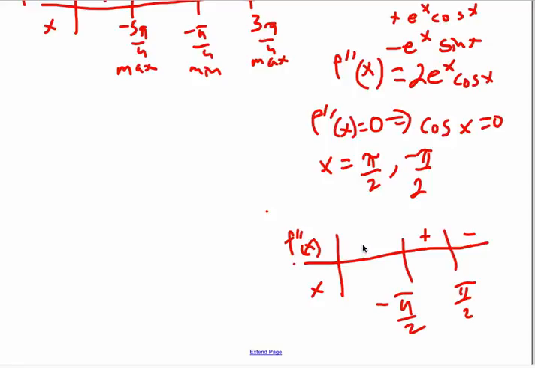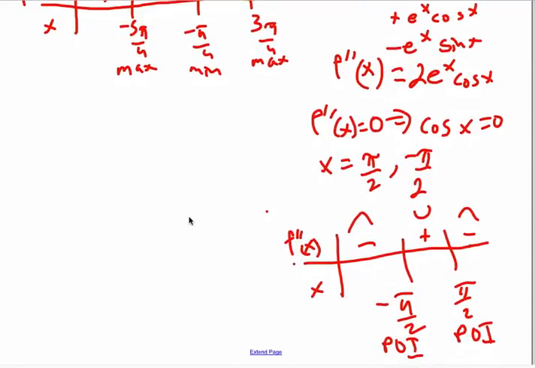Oh, not cosine 0, sorry, cosine 0 is in between. Cosine negative pi will give me a negative cosine. So here we go. So we do have 2 changes of concavity. We do have 2 points of inflection. So these are both points of inflection where the concavity changes. We have concave down, up, and down.